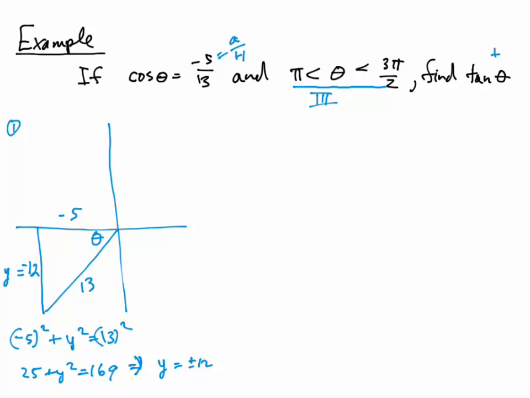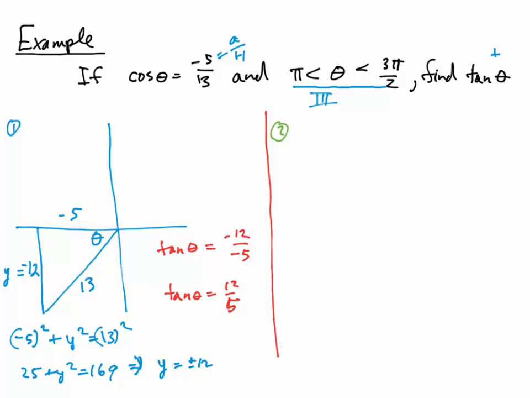And then once we have that, we can just find tangent of theta. Tangent is opposite over adjacent. This is going to be -12 over -5. And then the negatives cancel. We get 12 over 5. So that is one way we could go about solving this problem. Let's look at a second way. And the second way is going to use one of these Pythagorean identities.